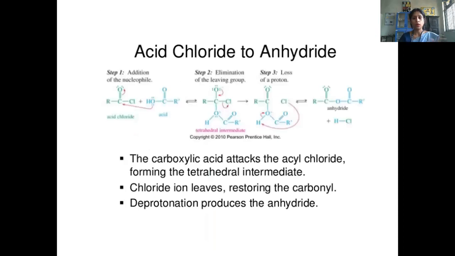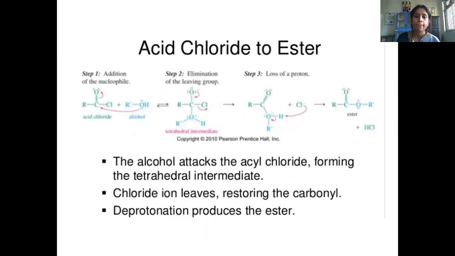Now we see how the acid chloride can be converted to all the derivatives. Here a reaction is given where acid chloride reacts with a carboxylic acid. The first step is addition of the nucleophile, so it adds. The second step is elimination of the leaving group. So the chloride group leaves, and the product is anhydride, and the byproduct is HCl. The same thing is given at the bottom.